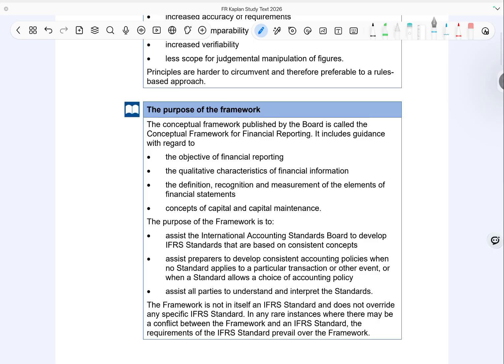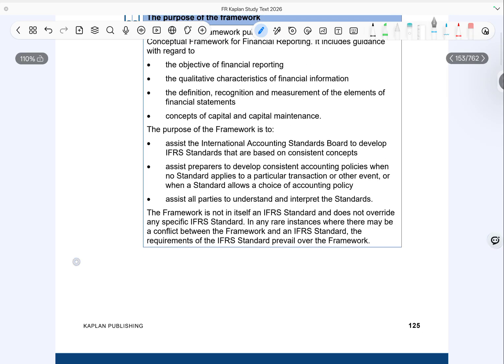One more very important exam point. Here's a favorite exam question. Is the conceptual framework itself an IFRS standard? The answer is no. The framework provides guidance, but it is not an accounting standard. So what happens if the framework and an IFRS standard say different things? In that rare situation, the IFRS standard always takes priority. Please note this down. Just remember this golden rule: framework guides, IFRS standards decide. I'll write it down for you.